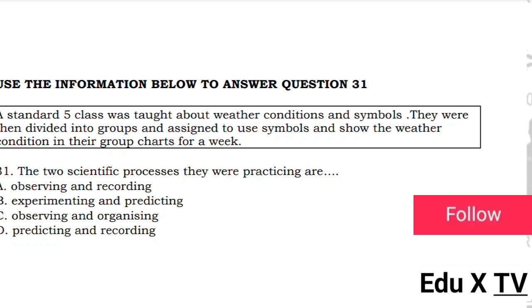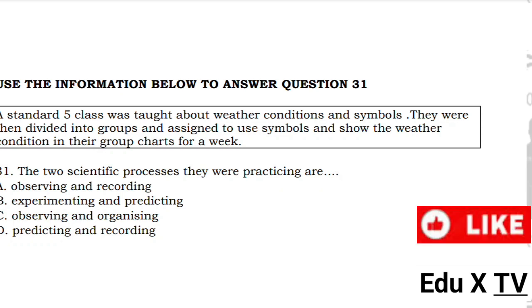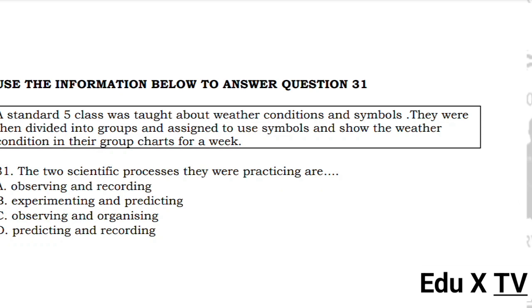Use the information below to answer question 31. A Standard 5 class was taught about weather conditions and symbols. They were then divided into groups and assigned to use symbols and show the weather condition in their group's chart for a week. Number 31. The two scientific processes they were practicing are. The answer is A.